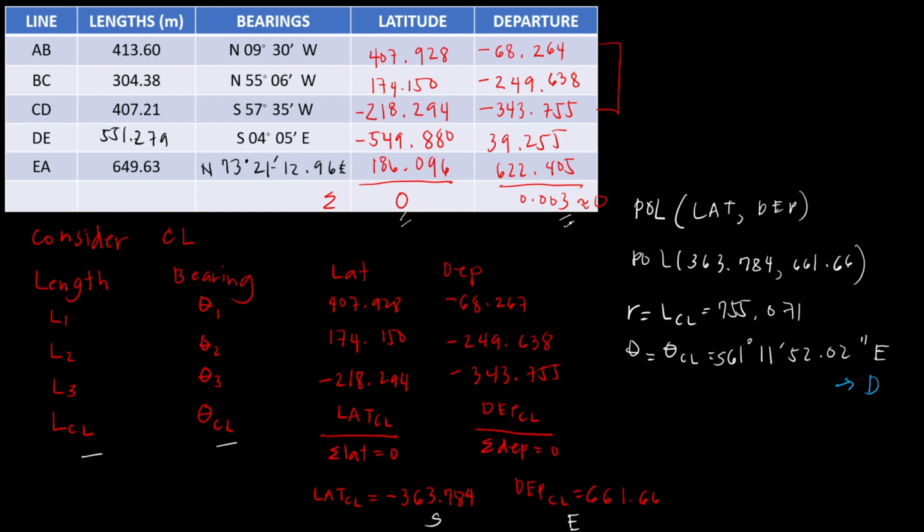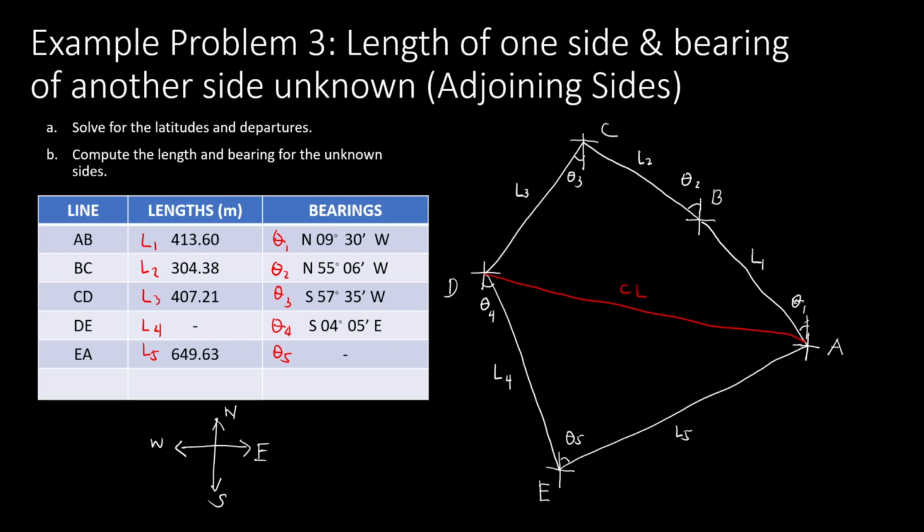Ayan. So yan yung sagot natin for sample problem number 3 for first case sa adjoining side, which is yung length of one side and bearing of another side unknown. Ayan. So yan yung unang case natin, and ito yung pangalawang type ng omitted measurement, itong adjoining sides.